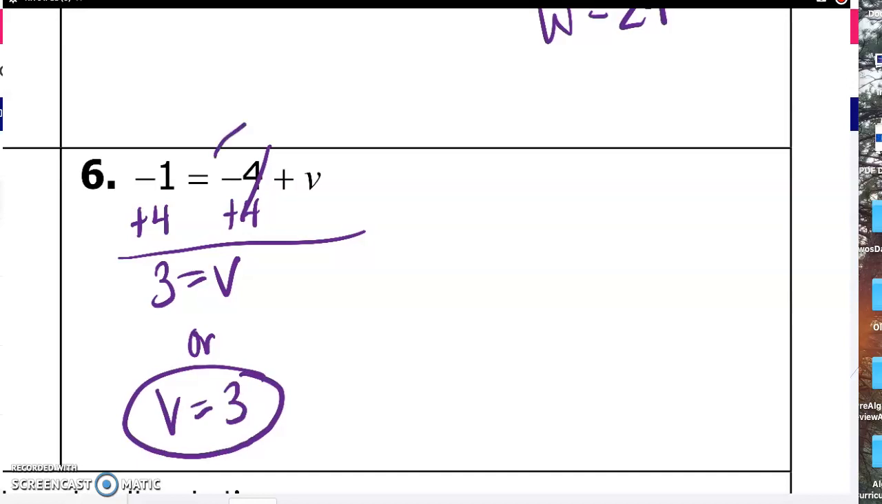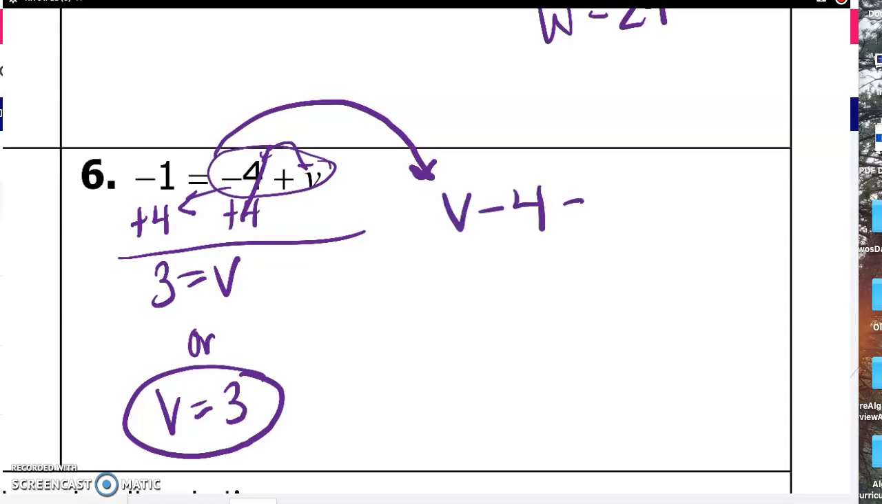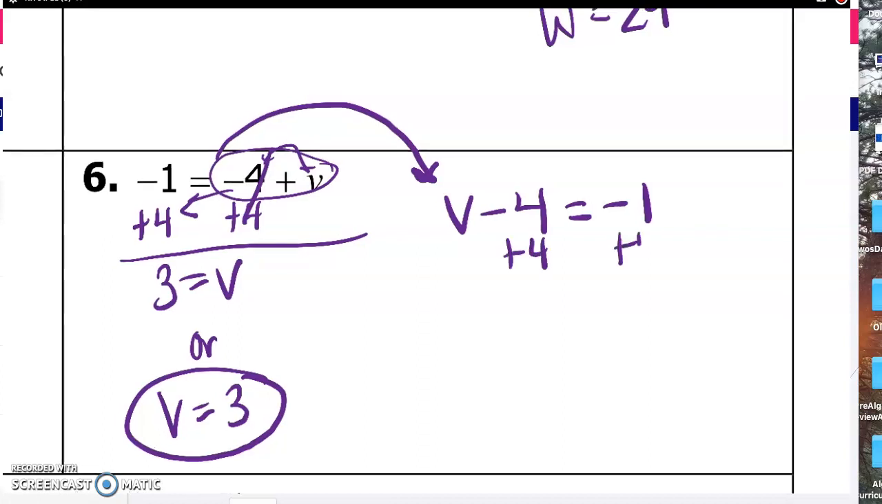If you wanted to, I'm going to do two things here. I'm going to flip this over to here. I'm also going to switch these two things around. So I'm going to change it to V minus 4 equals negative 1. That's just a little bit of an easier equation to look at. So then I would add 4, V equals 3. You don't have to rearrange it, but if it's going to help you, then obviously you should do that.